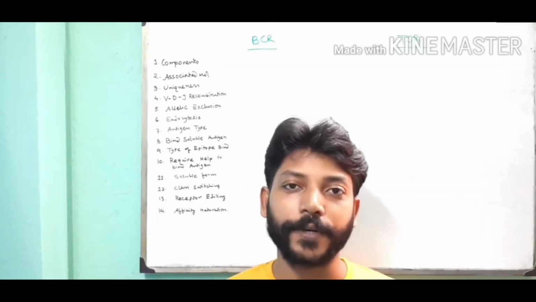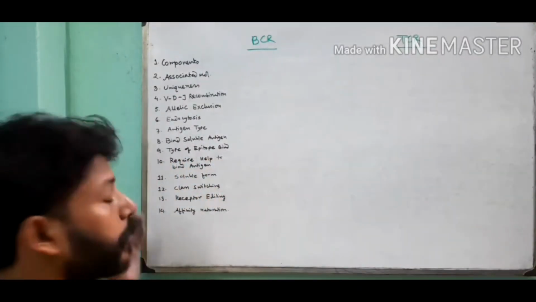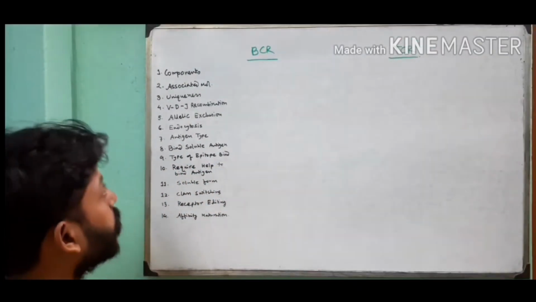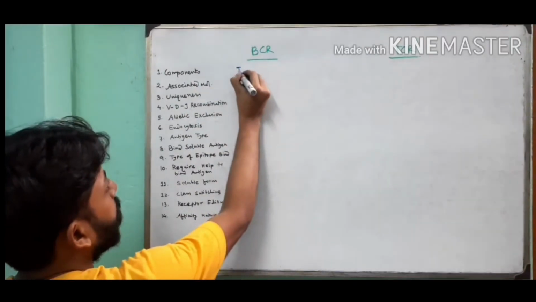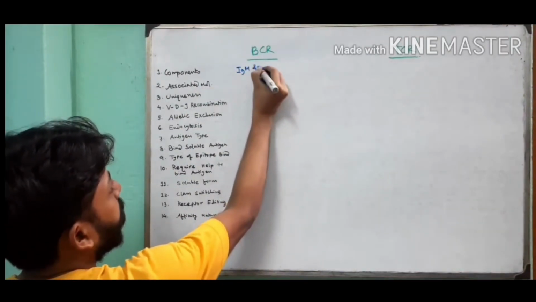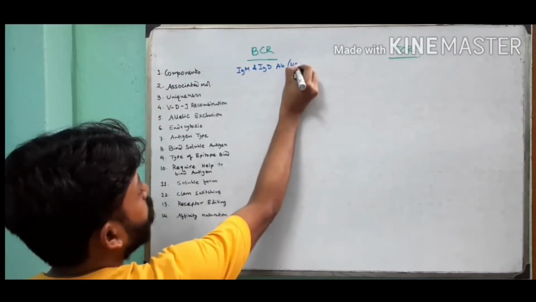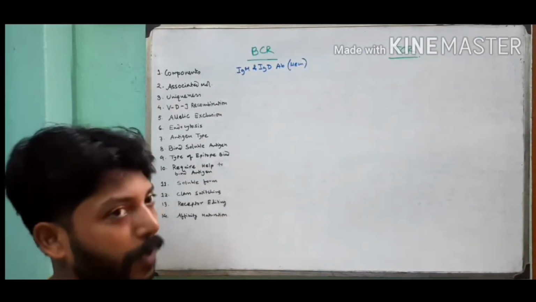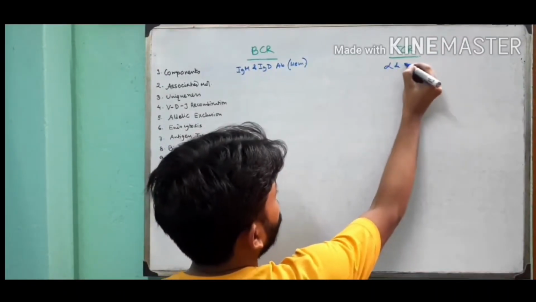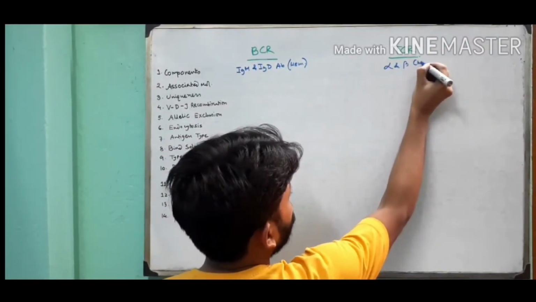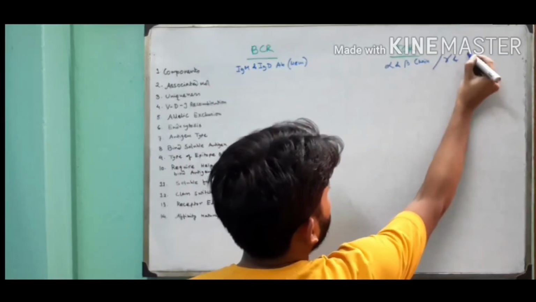In this lecture, I will compare B cell receptor and T cell receptor, and these are the 14 points. The first is components. The B cell receptor is composed of IgM and IgD antibody, that is membrane bound. In case of T cell receptor, it is alpha and beta chain, or it can be gamma and delta chain.